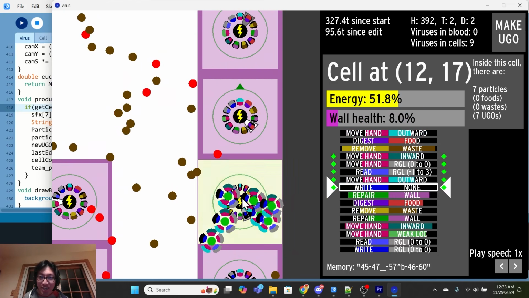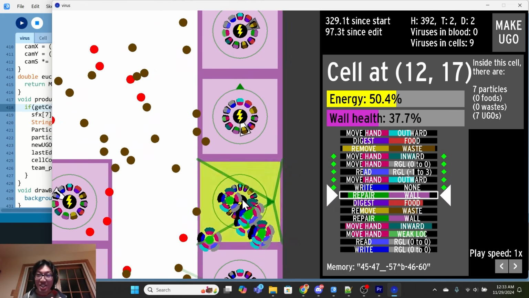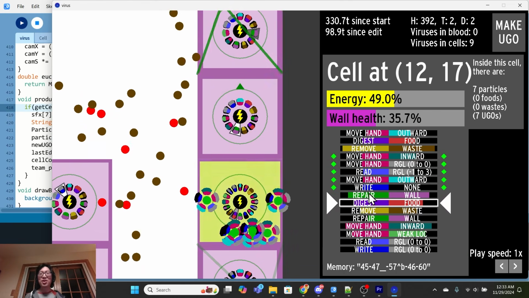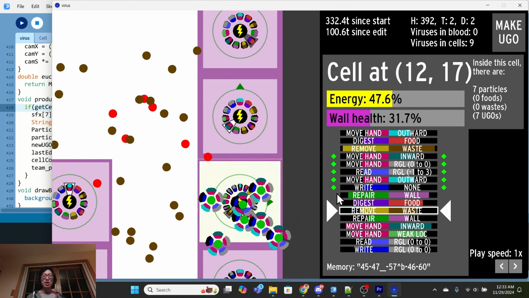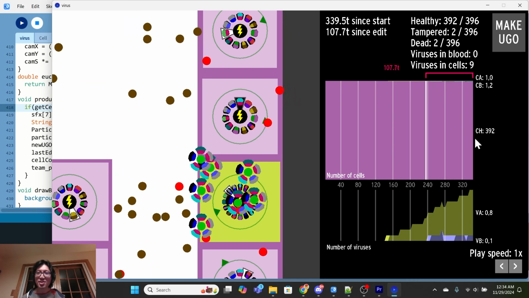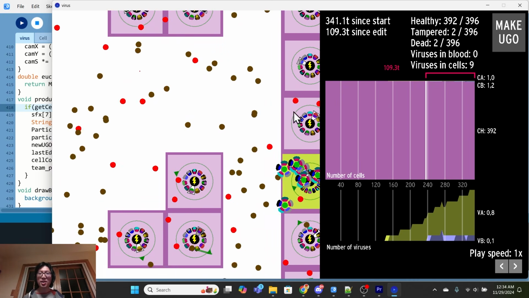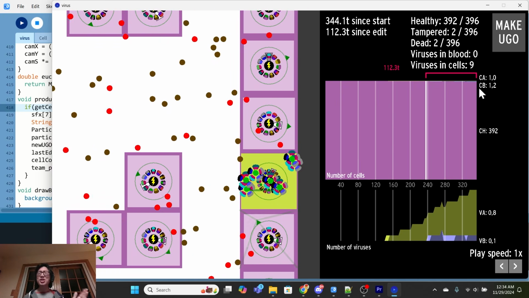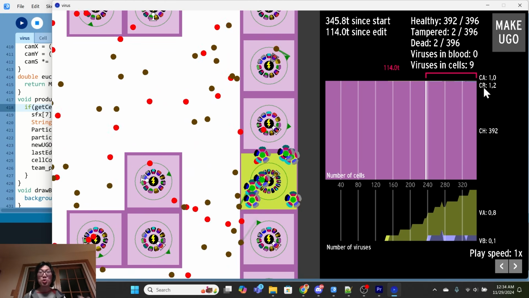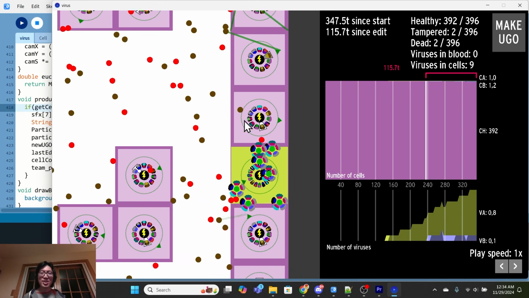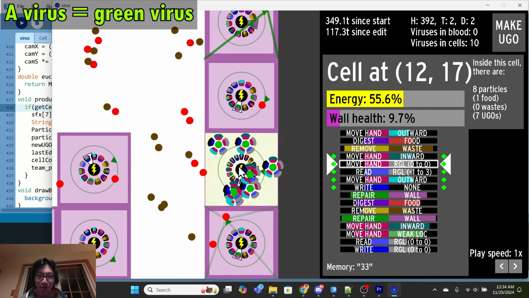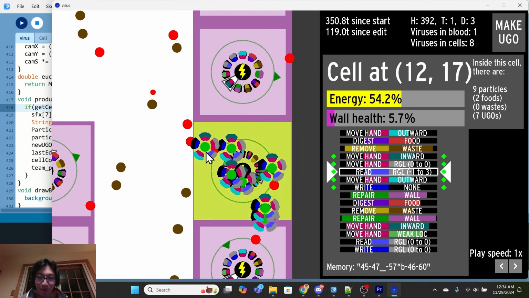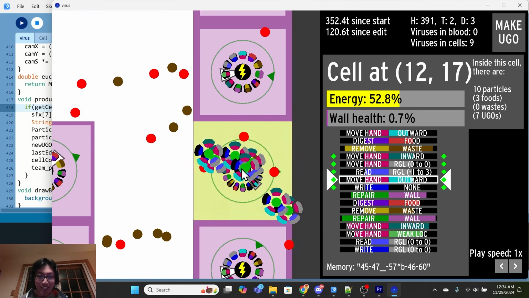Oh, 9% health, 8% health, 3% health, but it just barely hit the repair wall command. So it survived, but it's barely holding on by a thread. Let's focus on the number of cells. So CH stands for cells that are healthy. CB stands for cells that have been afflicted by the blue virus. And CA stands for cells that have been afflicted by the A virus. Let's just watch this one first, because the cell wall is getting so thin, it's at 3%. I don't think it's gonna make it, it's gonna burst.